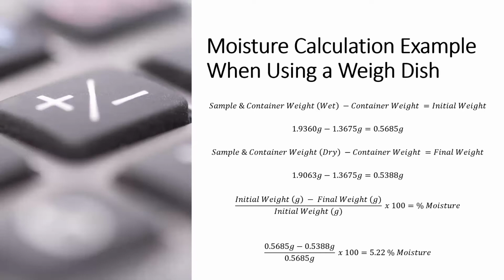From this point, the calculations are the same as the ones presented previously. We take that final weight of 0.5388 and subtract it from the initial weight of 0.5685, and divide that value by the initial weight of 0.5685 and multiply it by 100 to obtain a moisture of 5.22%. Some of you may have noticed that we're using much smaller sample volumes than the calculations presented on an earlier slide.